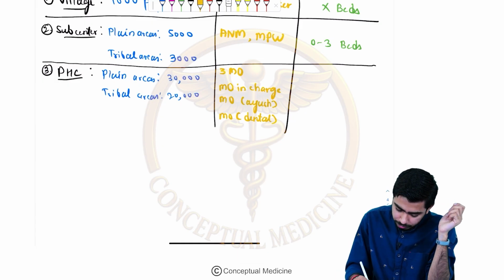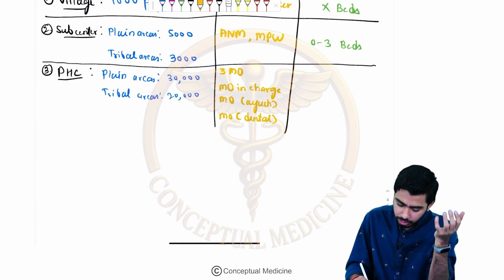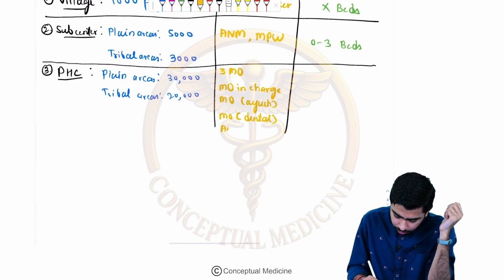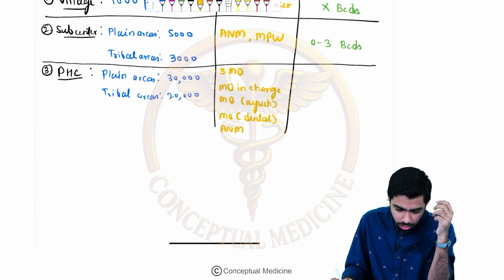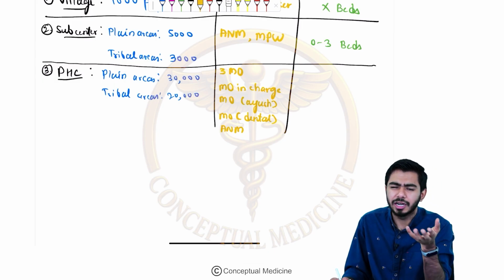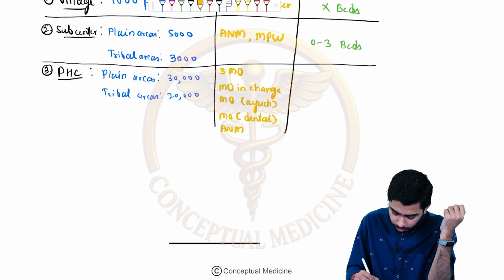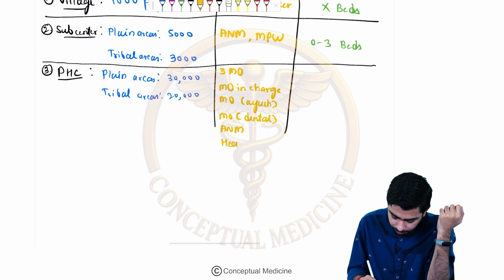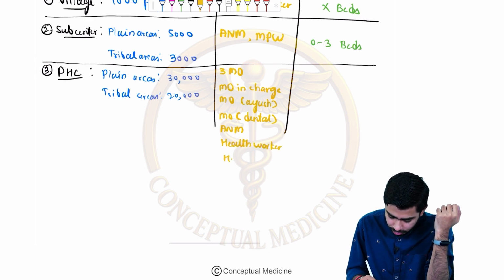After that, there could be the ANM also. With that, ANM might be present over there. Along with that, there could be the pharmacist. There could be the health workers and health assistants over there. So ANM could be there, then health workers could be there, and health assistants could be there.